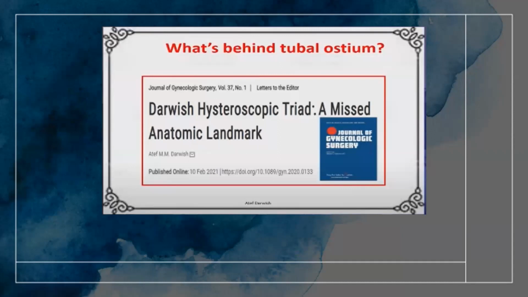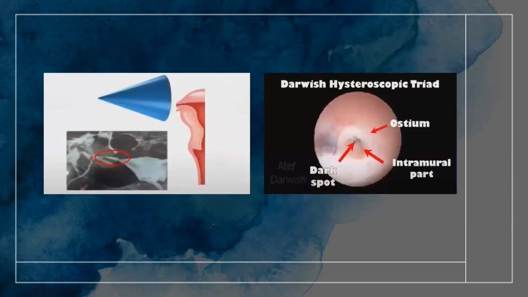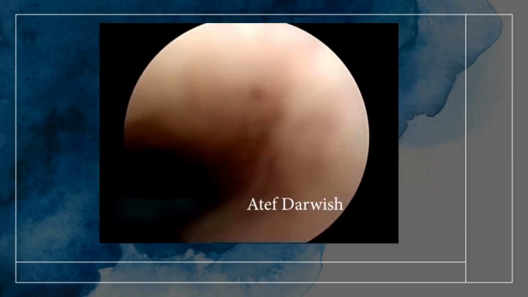The Darwish Hysteroscopic Triad is actually a conical part of the fallopian tube seen via hysteroscopy, and it has been published by our team before. It is a conical shaped part of the fallopian tube. Its base is the ostium. Its walls are the converging intramural parts of the fallopian tubes, and the summit of this cone is the dark spot, which is the narrowest part of the fallopian tube.